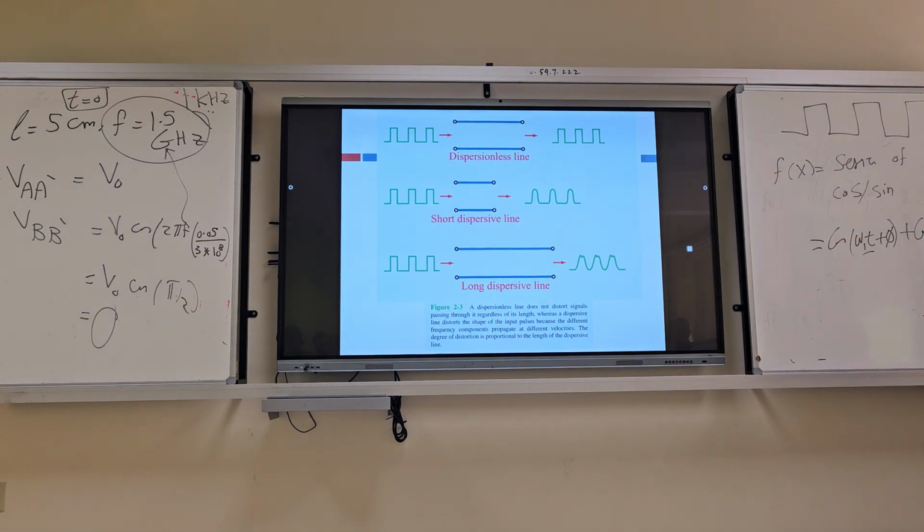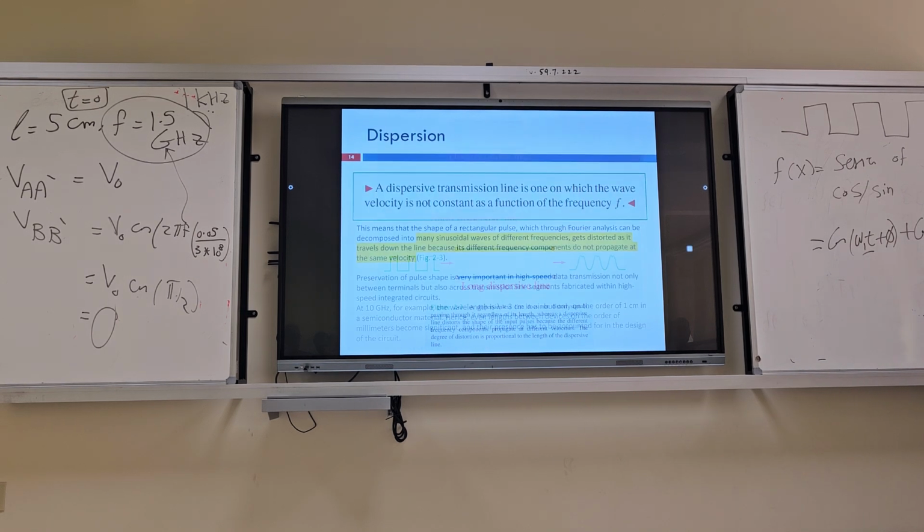Clear? I assume it's not clear. We will cover this in more detail in section 2.6. We're now in section 2.1. We'll go deeper in this.